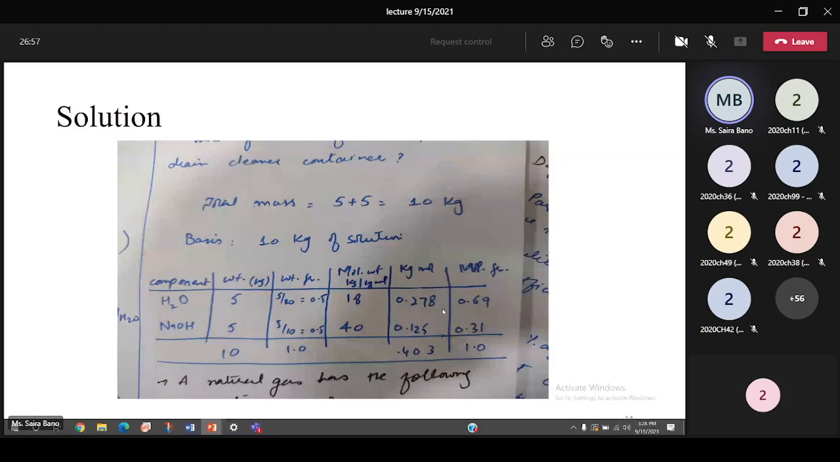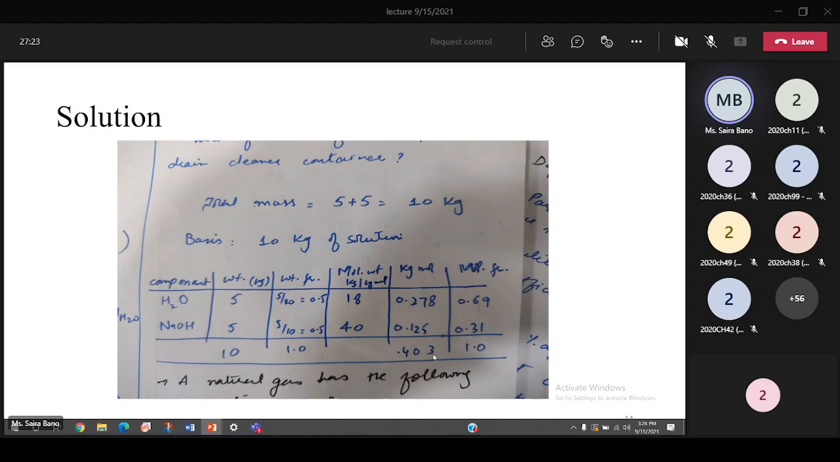Further, you have to find the mole fraction. So divide moles of individual component, 0.278, by 0.403 total moles. It will be 0.69, and then 0.125 divided by 0.403 for sodium hydroxide, it will be 0.31. This will be the mole fraction, and the sum of both fractions will be 1.